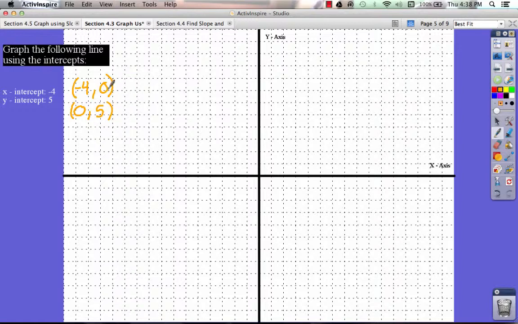Let's plot the x-intercept first. -4, comma, 0. That means go to the origin and then go to the left 4. We're right on the x-axis. The y-intercept is 0, comma, 5. Start at the origin. X being 0 means we don't go left to right, so we just go up 1, 2, 3, 4, 5. Mark it. Now we're going to draw a line between these 2 points.